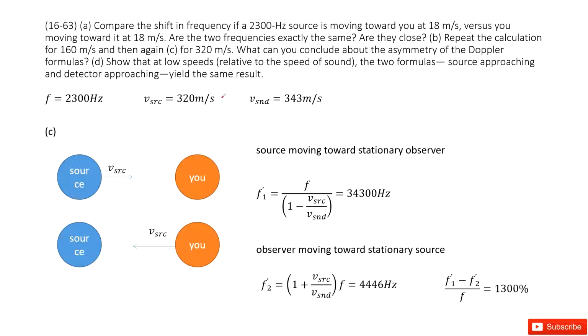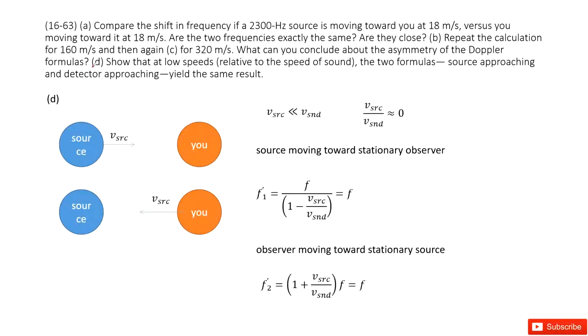For the next one, what if we increase the velocity to 320 meters per second? How much is the difference? You input the known quantities there. Wow, it's a huge difference. It looks like we can draw the conclusion: if the relative velocity is huge, the gap between these two situations is big, right? Is that true? We look at part D, where we need to prove that.